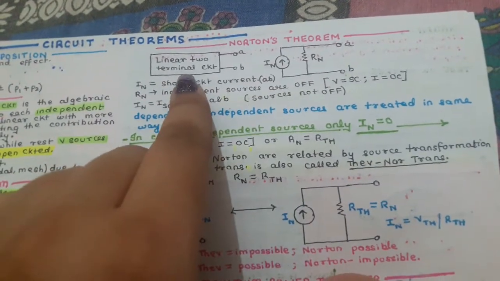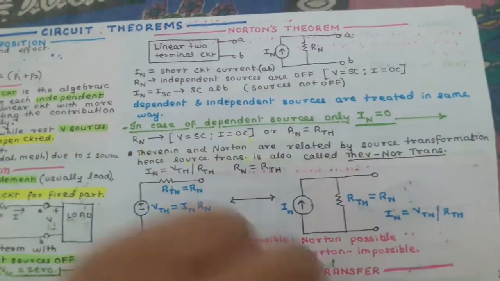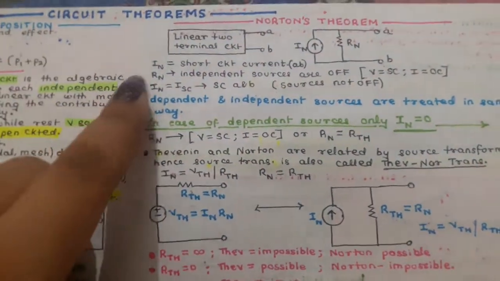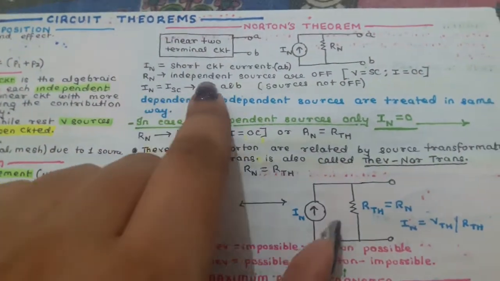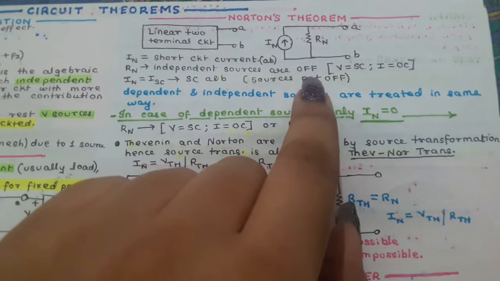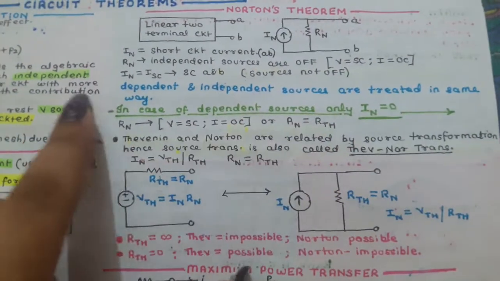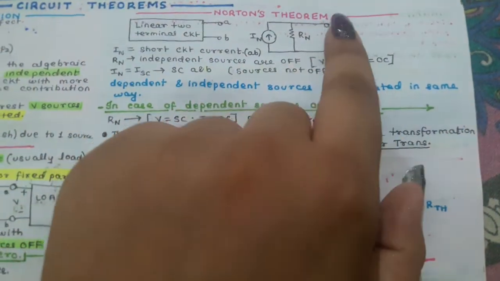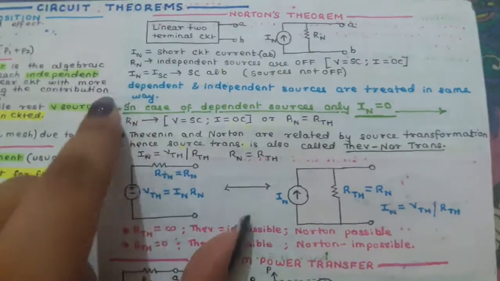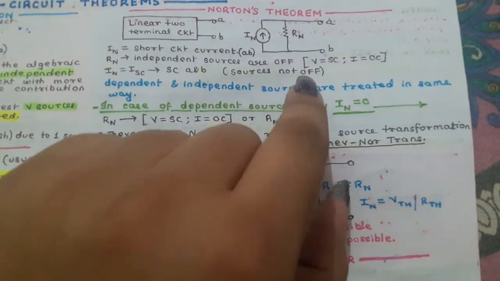Here also we have a moving variable element and fixed elements. Then we have IN equal to the short circuit current at terminal AB. RN is found with the independent sources off, meaning voltage sources are short circuited and current sources are open circuited. Then IN equals I short circuit, ISC, short circuiting at AB. Sources are not off. In order to find the short circuit current, you do not turn off the sources.